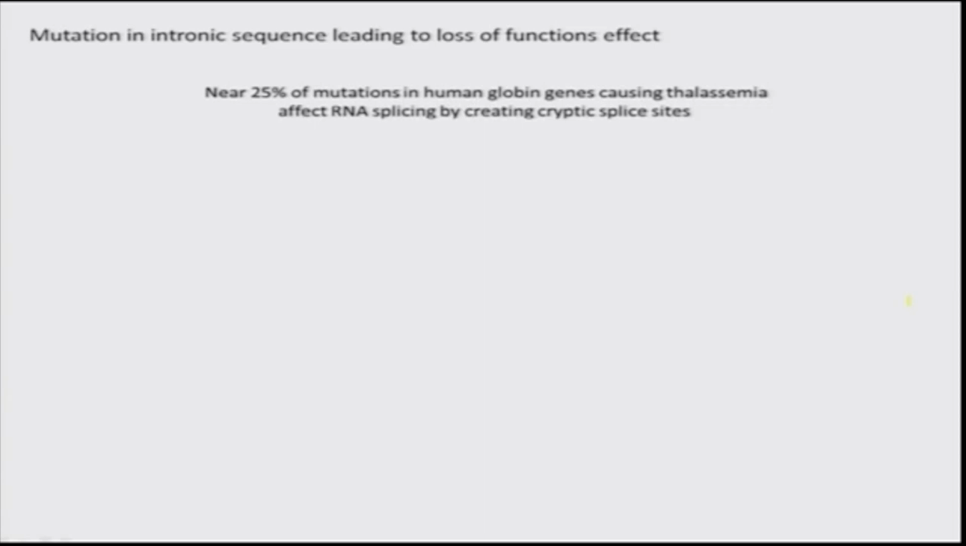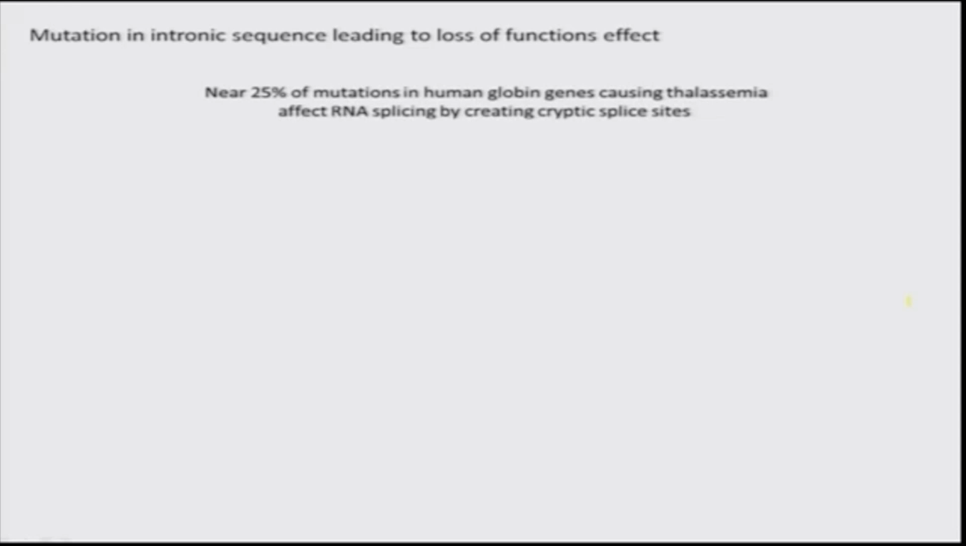An interesting example is beta thalassemia. This is a condition wherein the individual has a mutation in a gene that codes for the globin genes, and their capacity to carry oxygen with hemoglobin goes down. So they are normally deficient for oxygen. Now, nearly 25% of the mutations known to be associated with thalassemia are present in the intronic site and affect the way the RNA is spliced. As a result, you have deficiency of hemoglobin, and this is one of the very common conditions in the Indian population. Let's look at how it really does this.